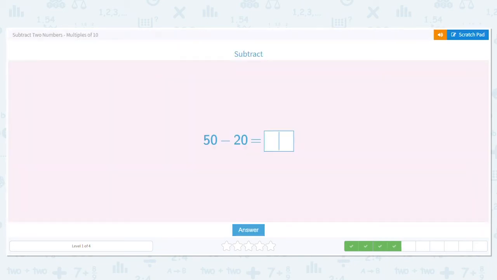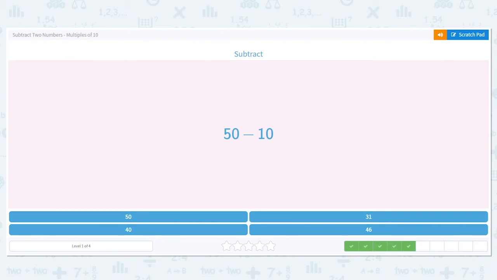Next one, 50 minus 20. Okay, let's start with our zeros. 0 minus 0 is 0. And then I do 5 minus 2 is 3. So 50 minus 20 equals 30.